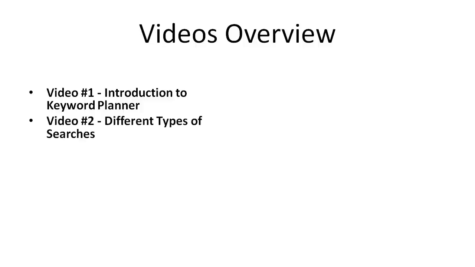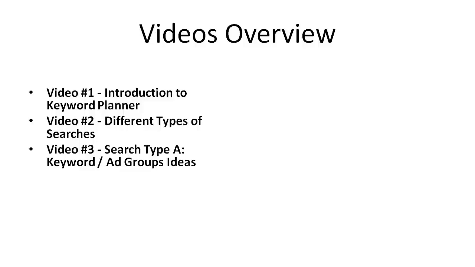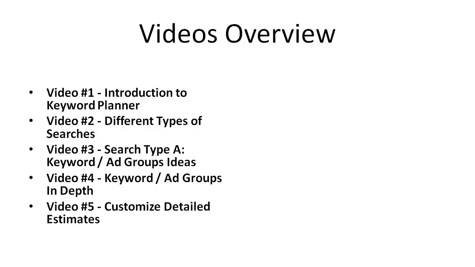So just a quick video overview right now. The introduction is this specific video, so I'm going to briefly talk about what you need and how it all works. And video number 2 is going to be the different types of searches. As you know, there are going to be 4 different types of searches. The first one is going to be covered in video number 3, and since that's a lot more in depth, I'm going to go further in depth in video number 4 on that specific type of search.